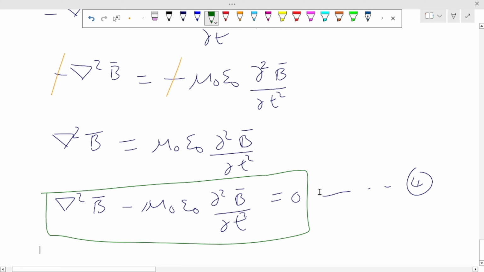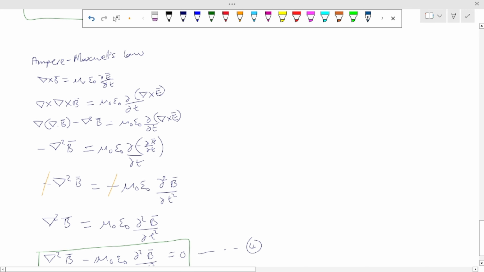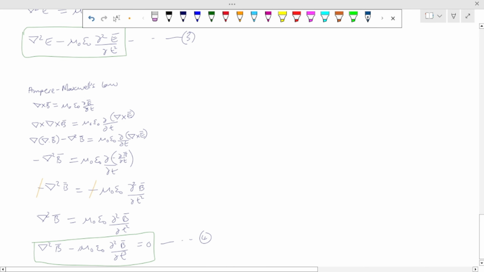Now looking at this, if you look at these equations, the wave equation for the electric field in free space and the wave equation for the magnetic field in free space, look at them carefully. The only difference is that here the vector field is E, and here the vector field is B. The rest are the same. Are we seeing it? Just take note of that.